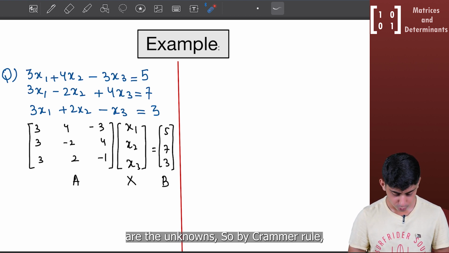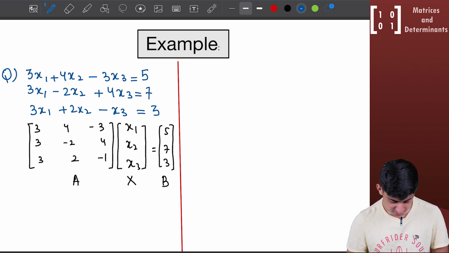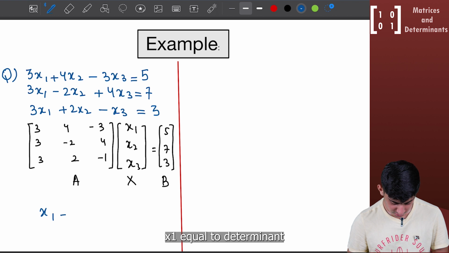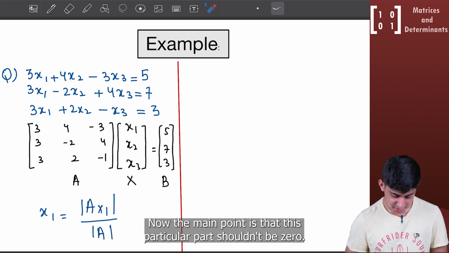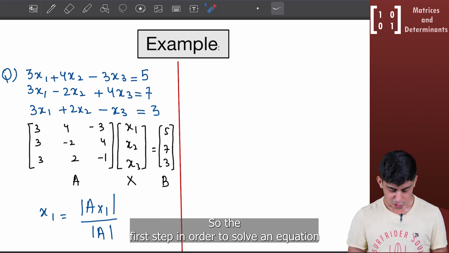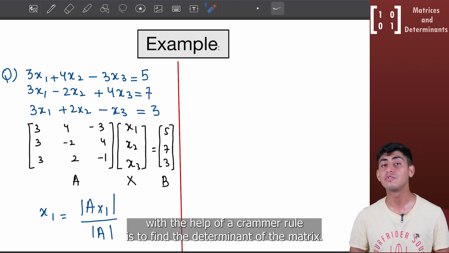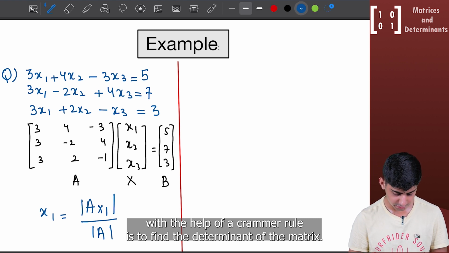So by Cramer's rule, if we have to solve this equation, we'll have to find x1 equal to determinant A_x1 over determinant A. Now the main point is that this particular part shouldn't be 0. If this is 0, we cannot solve this equation. So the first step in order to solve an equation with the help of Cramer's rule is to find the determinant of the matrix.